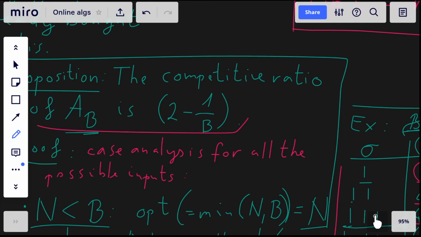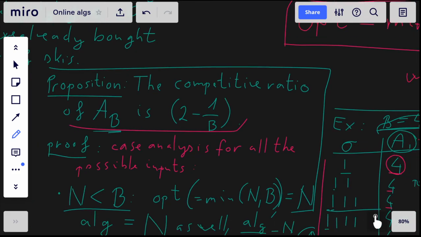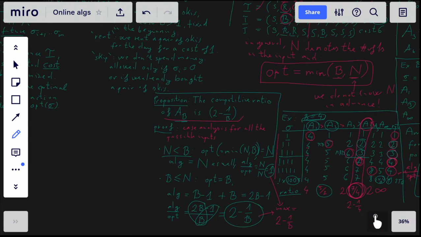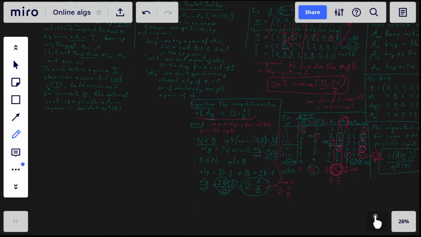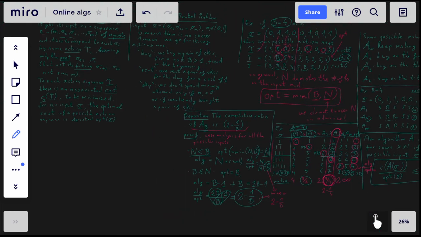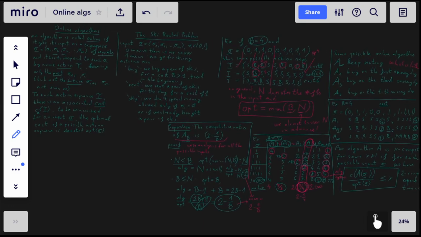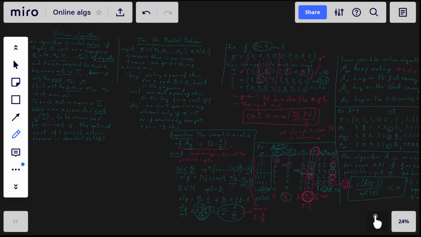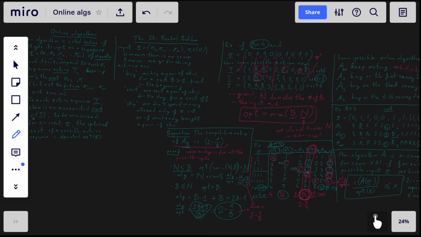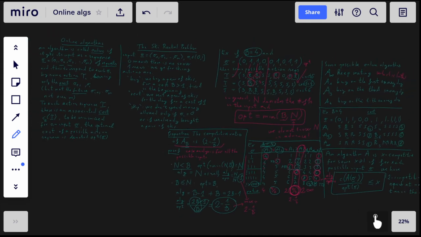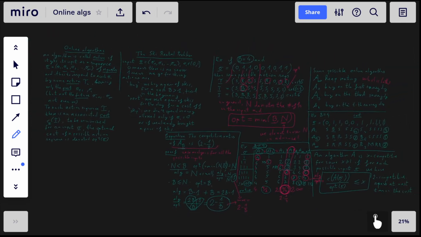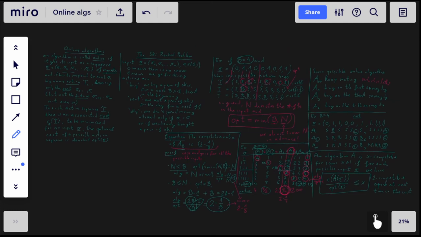And in the next video we will see why this is an important proposition, because as a spoiler I will tell you that this is the best possible competitive ratio for a deterministic algorithm for this problem, so you cannot do really better. But that will be the part of the next video.